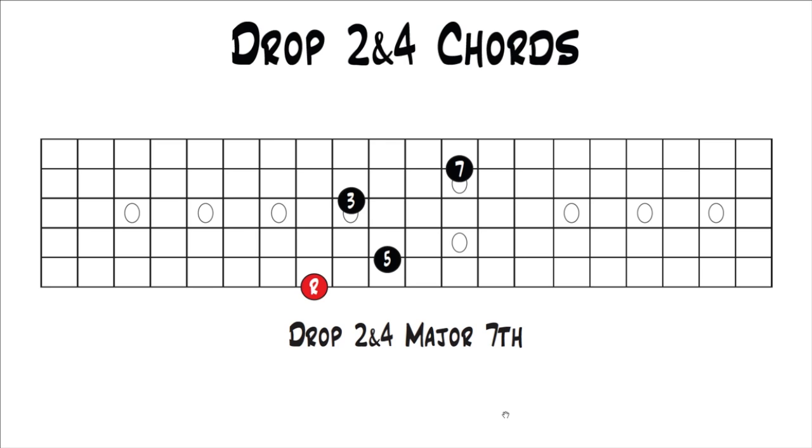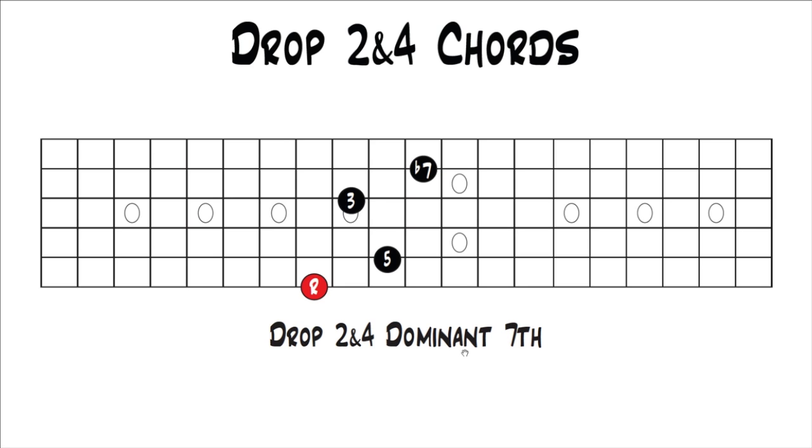So from here, now that you know how to play a drop 2 and 4 major 7th, you can find all the other chord types really easily because you know to get to a dominant 7th, you're just going to lower the 7 by half a step to get to a flat 7. So that's your dominant 7, drop 2 and 4 chord with a 6-string root.